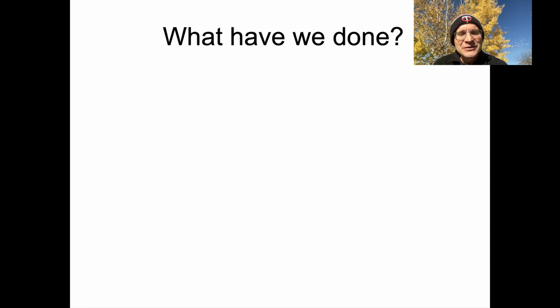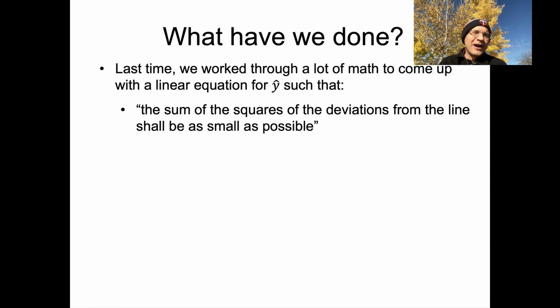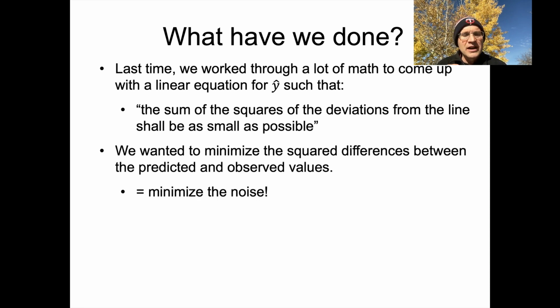So what have we done? This is a bit of review again, mathematically, but last time we worked through a lot of math to come up with a linear equation for y hat, such that the sum of the squares of the deviations from the line shall be as small as possible. And that's basically another way of saying that we're trying to minimize the noise here, or minimize the overall error in our predictions.